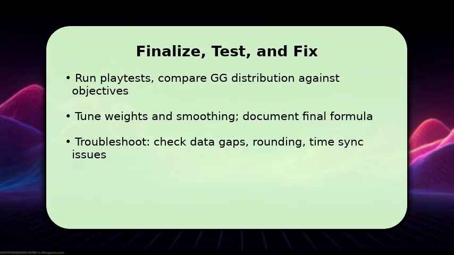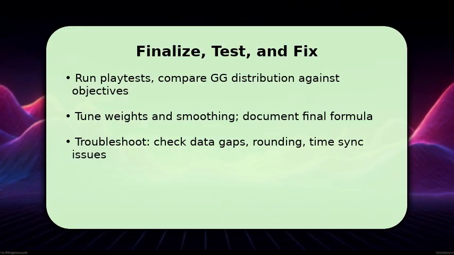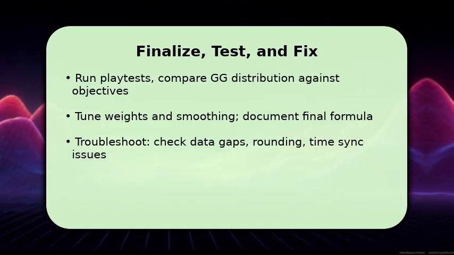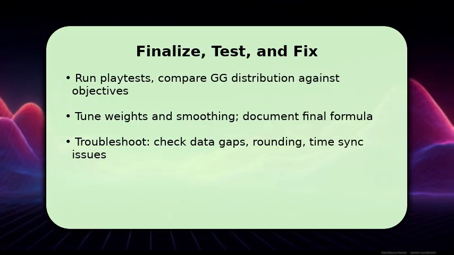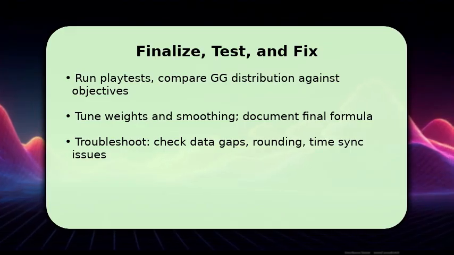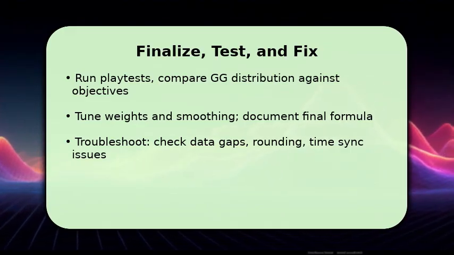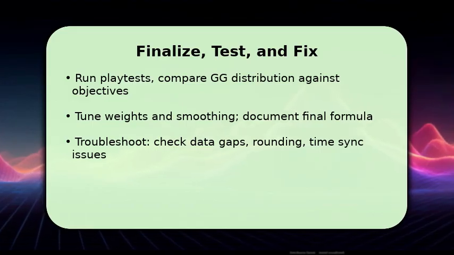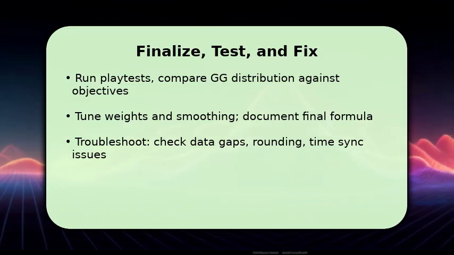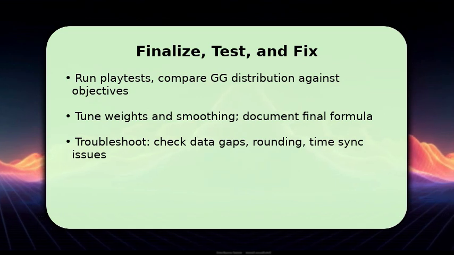You finish by running structured playtests and examining the GG score distribution versus your balance objectives. Once you confirm trends, tune weights and smoothing parameters, then document the final formula and implementation steps so others can reproduce it. If results look off, first check for data gaps, inconsistent timestamps, or rounding errors. These are the most common causes. Finally, validate in live or extended sessions to ensure stability before rolling out the updated GG HP CPM metric.